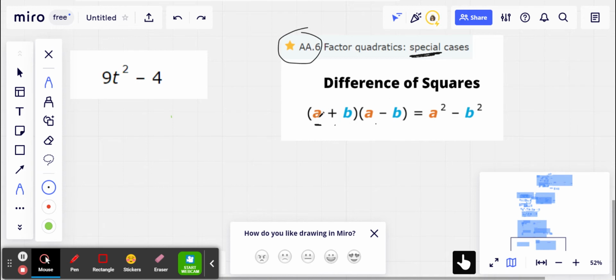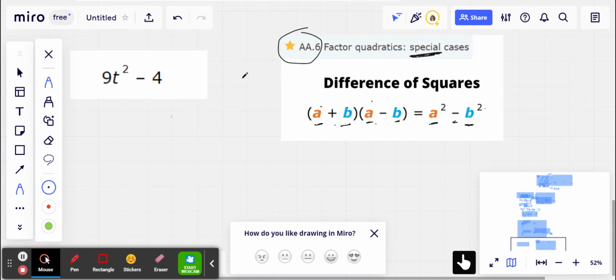Whenever you see two parentheses and they have the same values here and here, and it has a plus and a minus, then this is going to be the answer. And vice versa, if you have something squared minus something squared, then you could just put two parentheses, put that first term here and here, that second term here and here, and put a plus and a minus. Same idea, just two sides of the same coin.